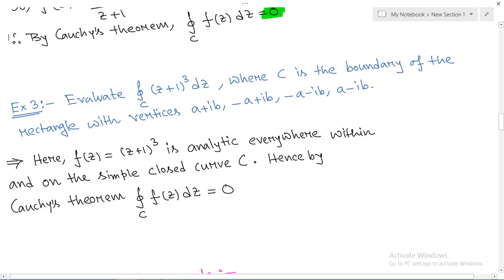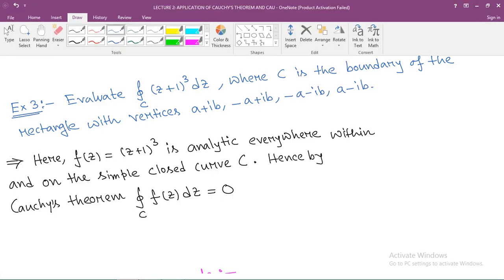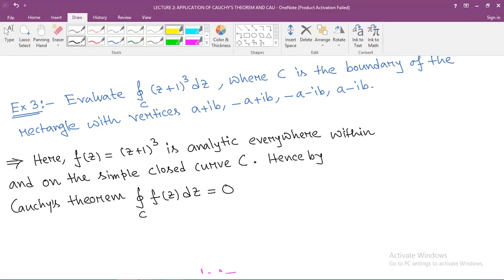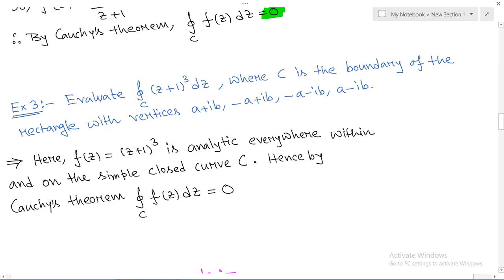Similarly, we have the third question. That is also a very simple question. You can understand it very easily. Here it says we have to evaluate the integration over C of (z plus 1) whole cube dz, where C is the boundary of the rectangle having the vertices a plus ib, minus a plus ib, minus a minus ib and a minus ib. So let us draw.